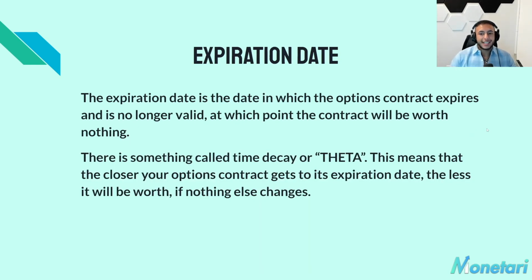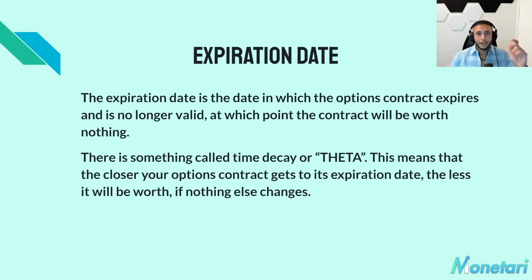Okay, the very next thing is the expiration date. The expiration date is the date on which the option contract expires and is no longer valid. So if you made that deal with your grocery store to buy eggs at $3, they're not going to do that forever. Come on, they're not stupid. They're going to tell you, all right, you could do this for the next month or 2 months or 6 months or whatever it is until the date ends.